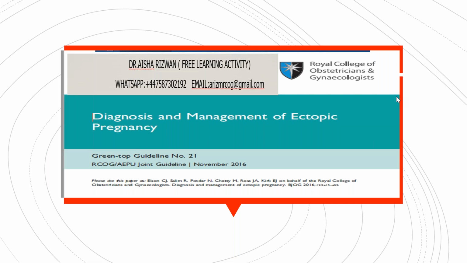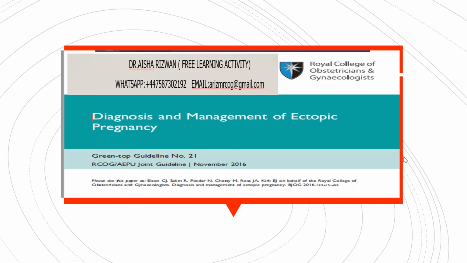Actually, this is a very lengthy guideline, but all of these areas, all of these points we are discussing here, they are very high yield. So don't worry about the time. The time you are going to spend here is going to pay you off during the exam.